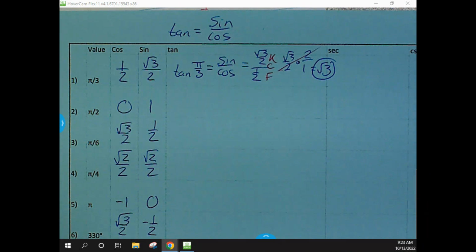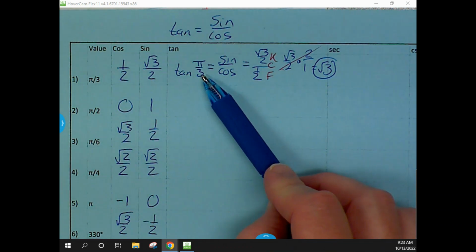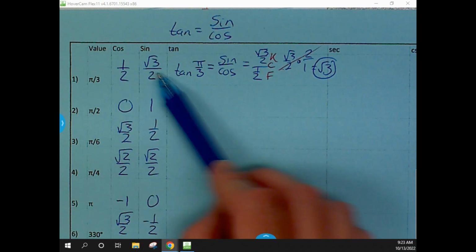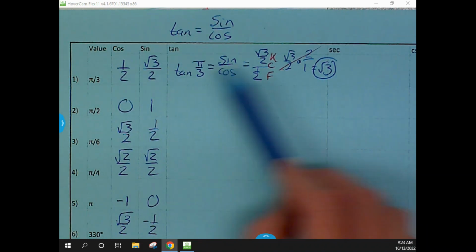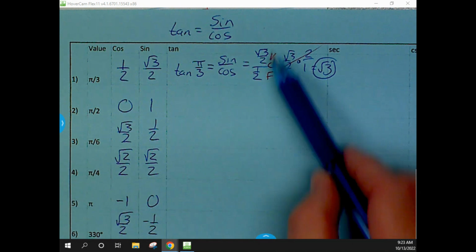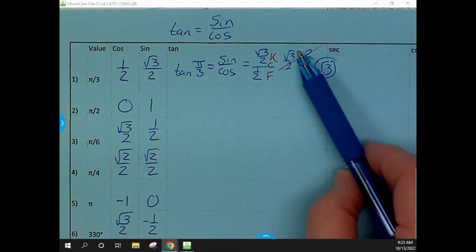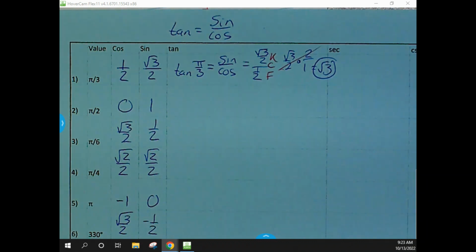Okay, is everybody okay with that one? Again, if you're going to do tangent, just go to that number, figure out what the sine and cosine are based on where you are position-wise, and it's just sine over cosine. And sometimes, after you keep, change, flip, you might have to rationalize it. This one, the square root was in the top, so that was okay. You didn't have to rationalize that.